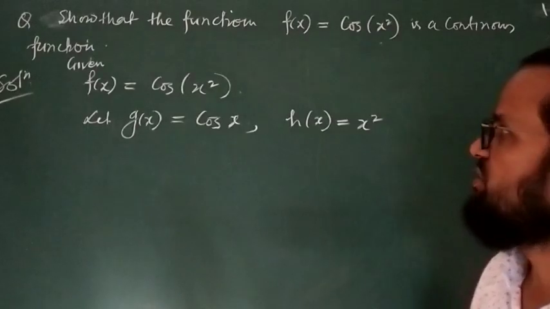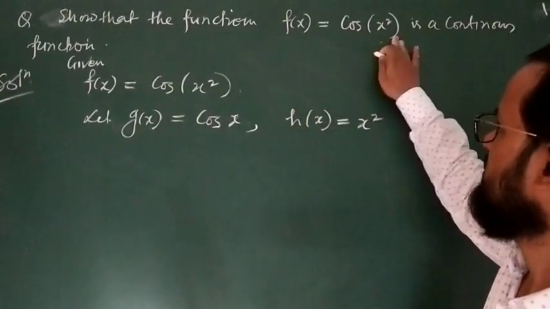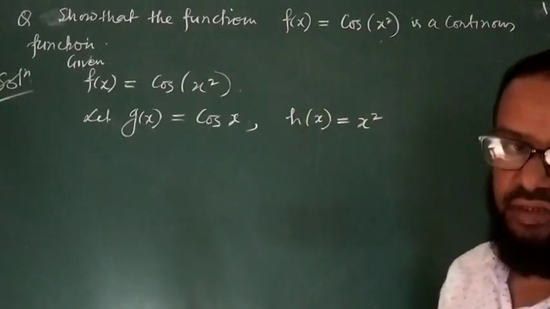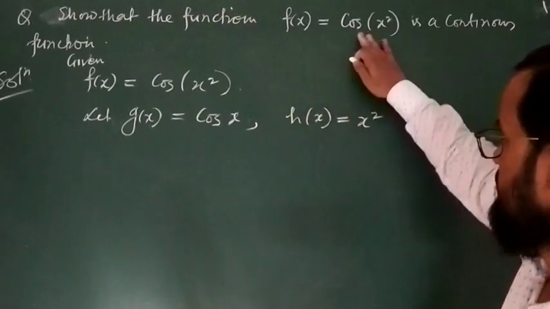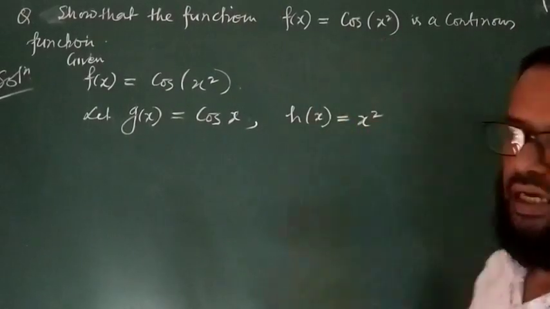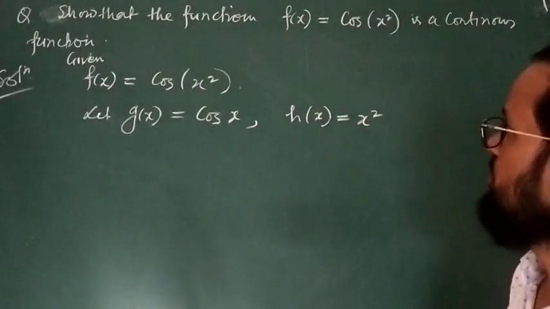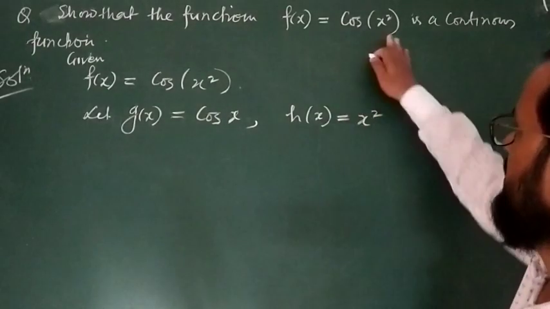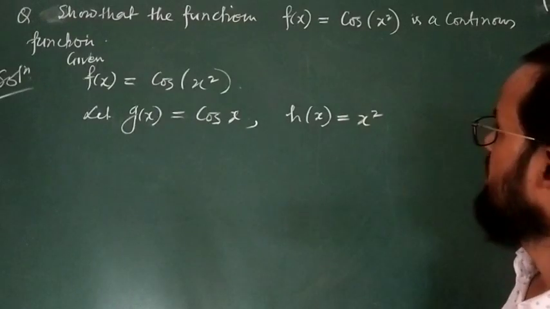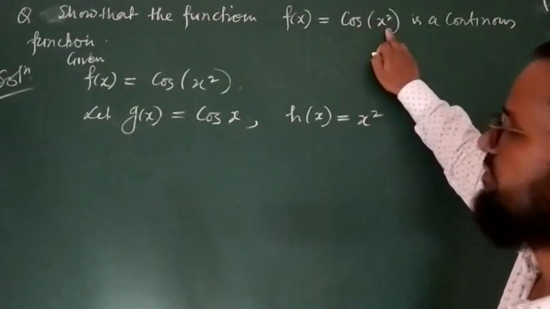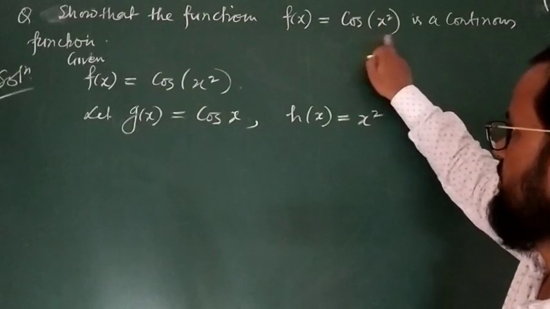जाएगा. Question क्या है? f(x) equal to cos x square. You are going to show that it is a continuous function. The domain of this particular function is the set of real numbers. Okay, that means you are going to show that it is continuous at all real numbers. Since cos is a function and inside it is another function x square, it is a composite function.